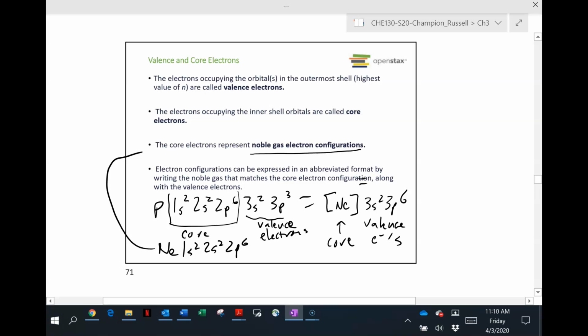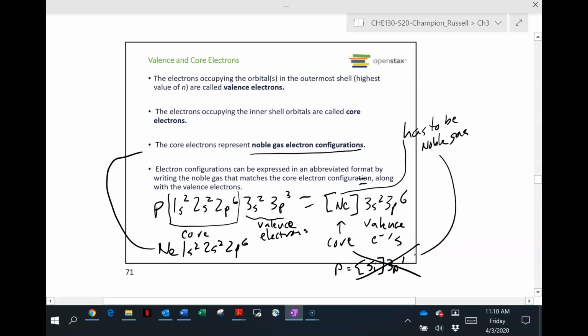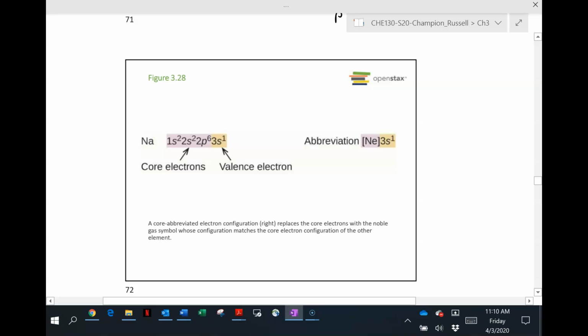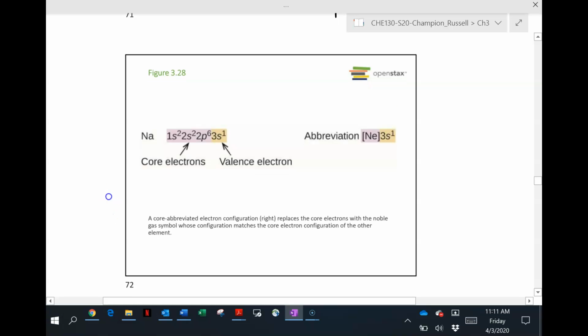For this abbreviated technique, the core has to be a noble gas. I couldn't, for example, say that phosphorus is bracket Si 3p1. That would not be allowed. It has to be a noble gas that we're using as the bracket there. So here's that shown for sodium, where we take that core. Again, it's the neon core, and the only thing outside of that core is the 3s1, so the abbreviated electron configuration is there.